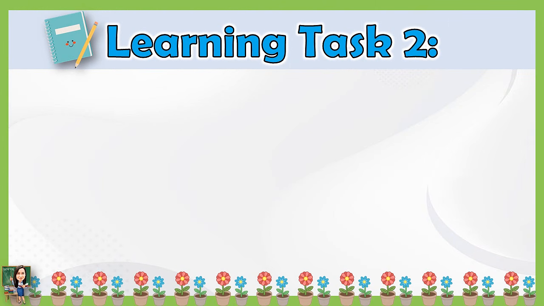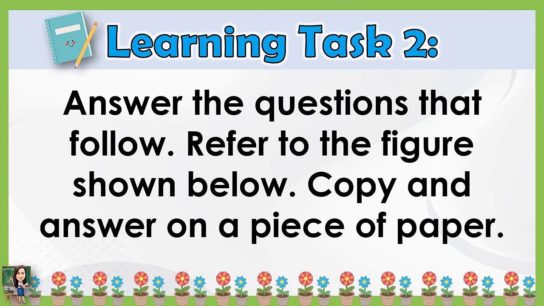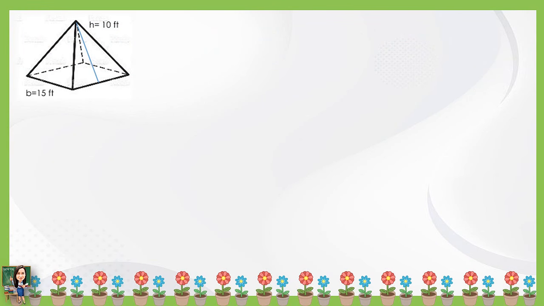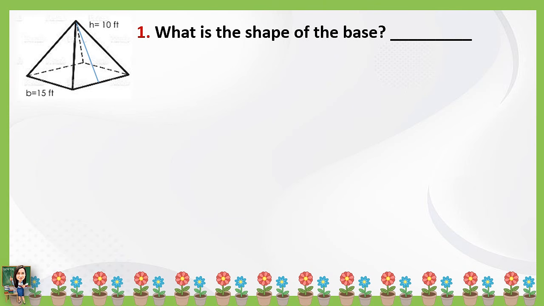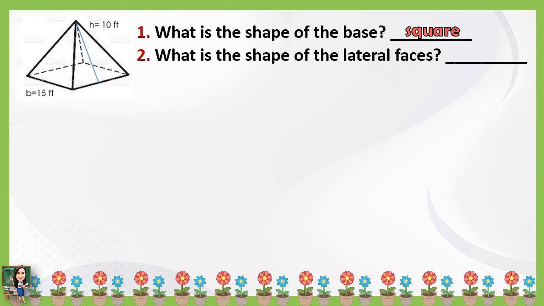For learning task 2, answer the questions that follow. Refer to the figure shown below. Copy and answer on a piece of paper. So this is the figure with a height of 10 feet and the base is 15 feet. For number 1 question, what is the shape of the base? The shape of the base is square. Number 2, what is the shape of the lateral faces? The shape of the lateral faces is triangle.